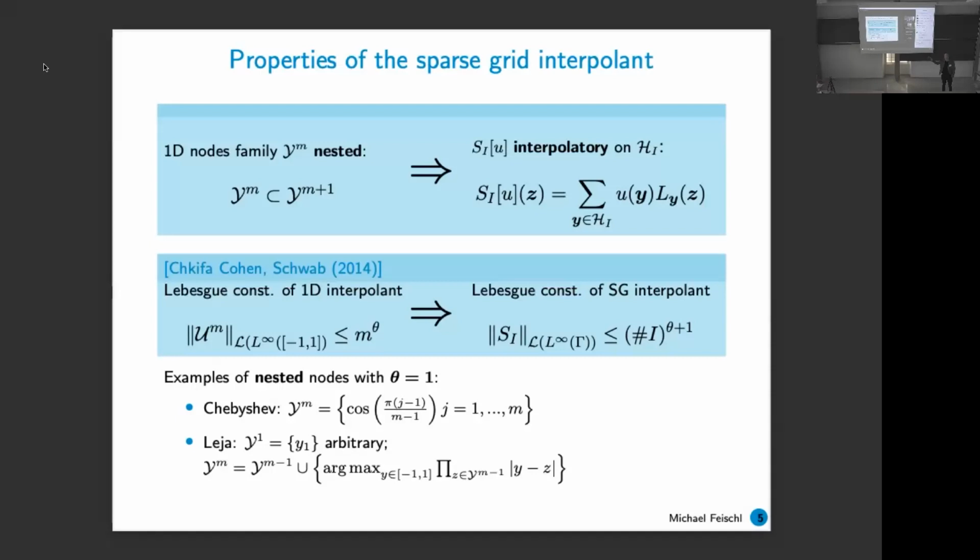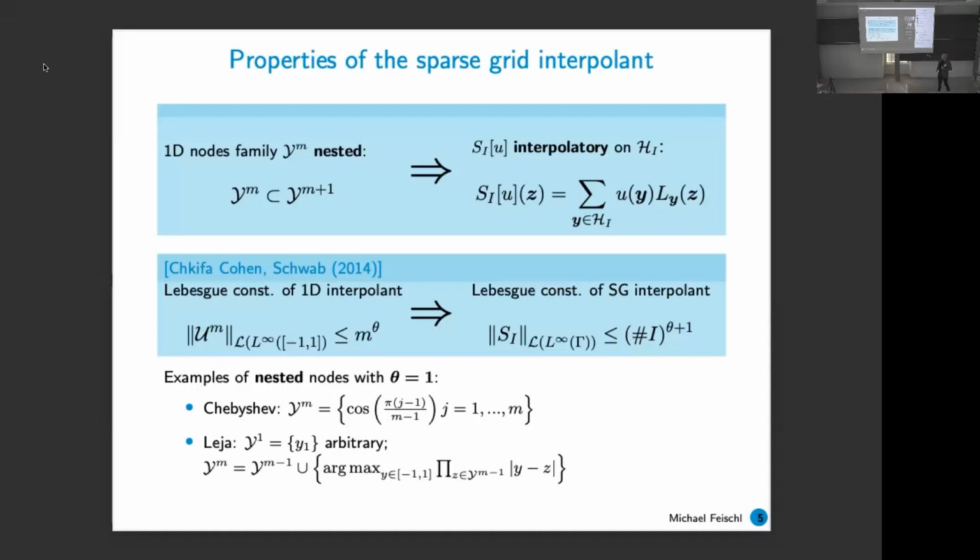You mean it will blow up in the sparse grid? Yes, yeah, thanks for the comment. So, in the end, for us, it's important that the Lebesgue constant of the sparse grid interpolant is now algebraic and not exponential. That's what I meant. So of course you need to have nested node families, and that's actually not that easy.